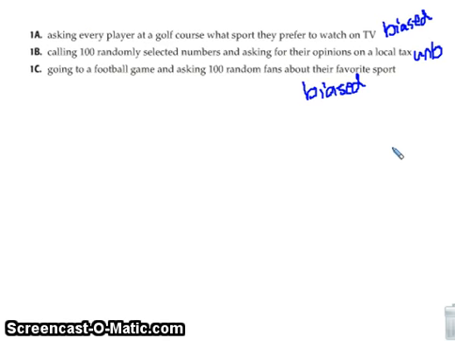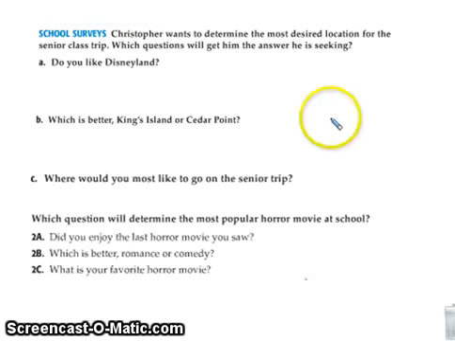Anybody have a question about any of this so far? All right, if you were going to choose, it says Christopher wants to determine the most desired location for a senior class trip. Which questions will get him the answer he is seeking? Obviously, when you mention one particular thing, that is leading everyone in that direction, right?